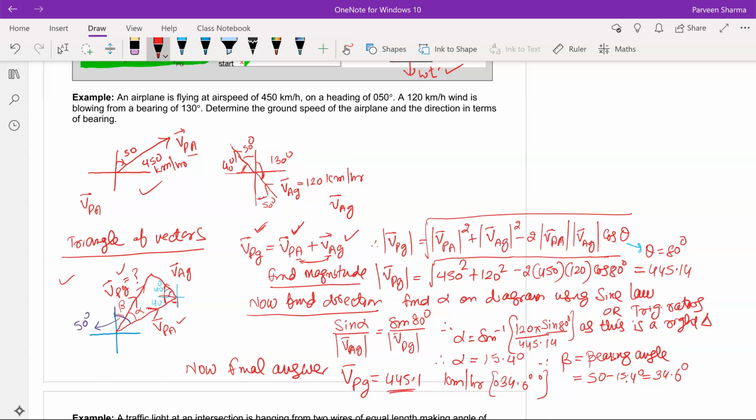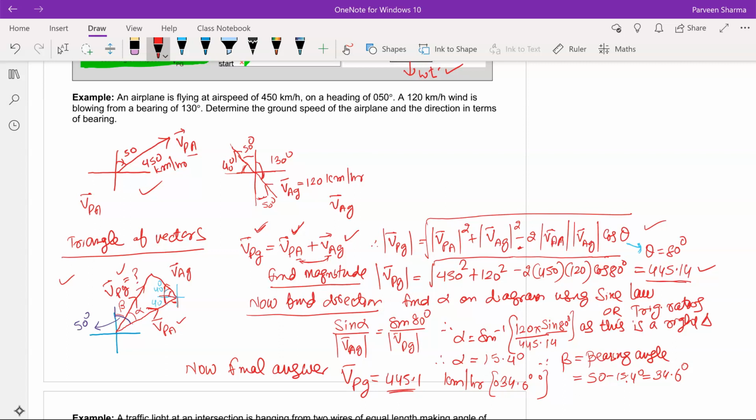So then we can use the cosine law. You can use the triangular law of adding vectors, but then you have to use the angle 100 degrees, and then this will become a positive sign here. But I simply use the cosine law, substitute all those values, and then find the answer. The magnitude of the velocity of the plane with respect to ground is 445.14 kilometers per hour. It's actually going 450.